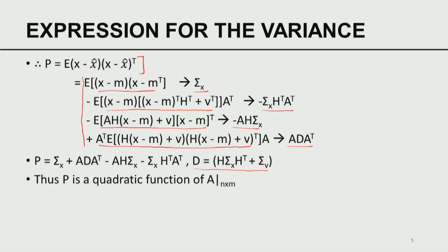Yes, there is a ton of simplification, but I think it's a worthwhile exercise. If you did that, I ultimately get what I want. This is the structure of the covariance of the estimate. Now look at the structure. It has sigma x, which is known. It has H, which is known. It has D. Let us look at the structure of D. D depends on H, sigma x and sigma v. Everything is known. So in this, every quantity other than A is known. A is a matrix.